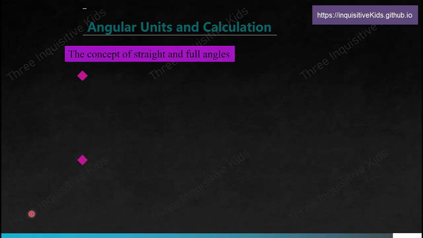Back then, you probably thought that was the only unit you could measure angles in. But what about smaller angles? How do you measure those? That's what we're going to learn in this section. But before that, here's the concept of straight and full angles.